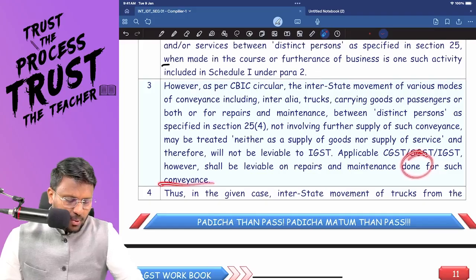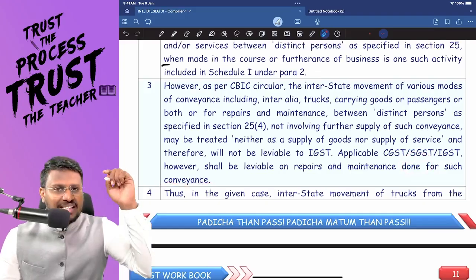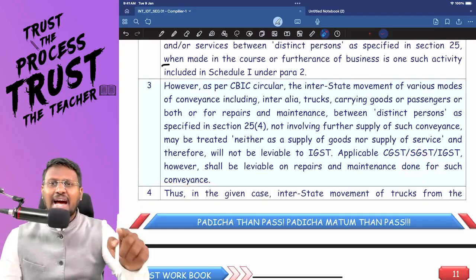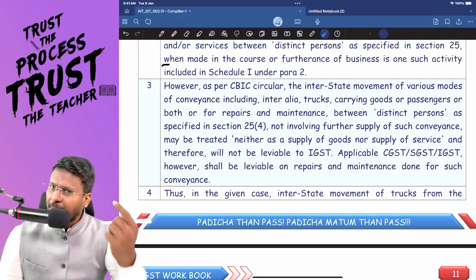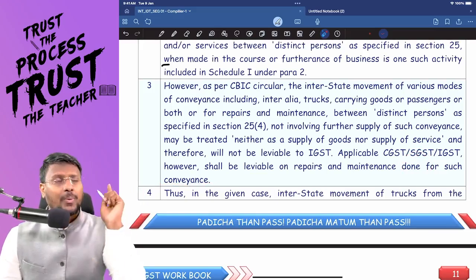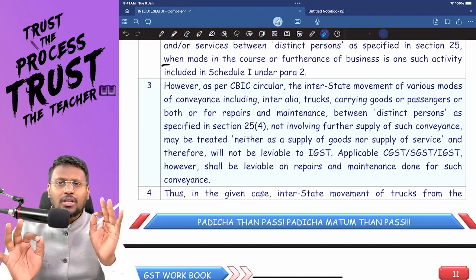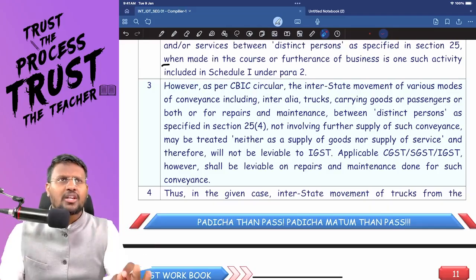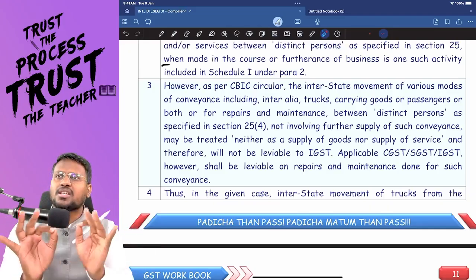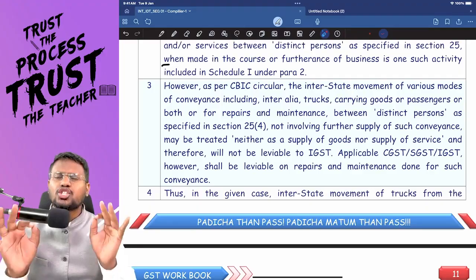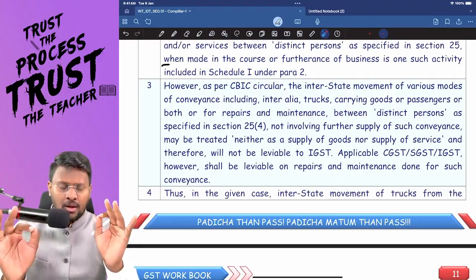Then for such conveyance, my dear lovable students, inside that truck, material is there, labor is there. If you supply material and labor, what will come? GST will come, IGST will come. That is not the discussion. Our question is, for the lorry, will GST come or not? For the lorry, GST will not come, because our intention is not to supply the lorry.